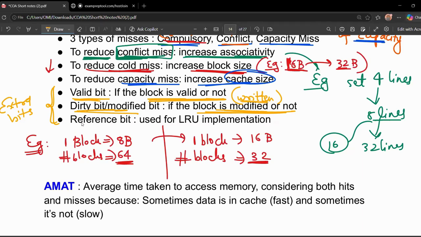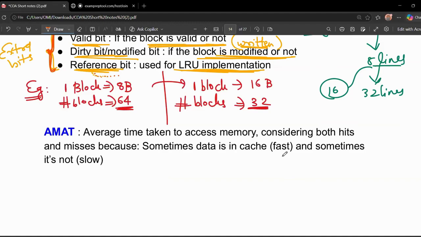And one another bit, the reference bit, is mainly used for LRU implementation, and maybe there can be other bits also. We don't care, but these are the more used bits. I am not saying that there are only these three bits. There can be many bits, but that is not required.